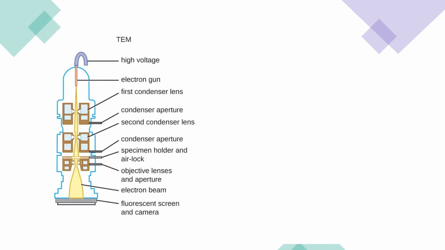So let's look at the two pieces of apparatus. Firstly, TEM apparatus. High voltage leads to an electron gun, which is the source of electrons to scan the sample. Then the two condenser lenses, which focus the electron beam onto the sample. It's important that the specimen is extremely thin so that the electrons can pass through it. Finally, the electrons pass through the objective lens and onto the fluorescent screen and are captured as an image.